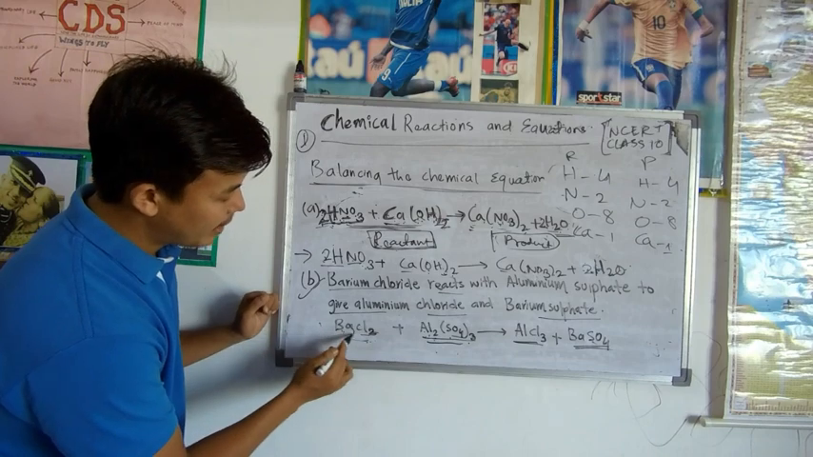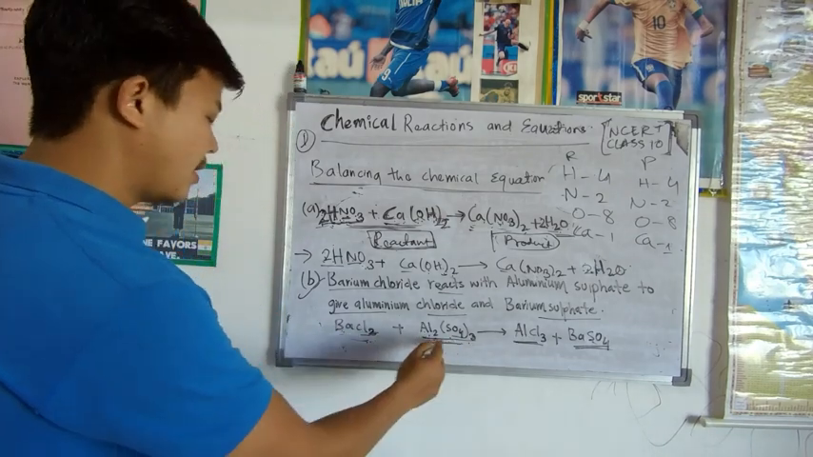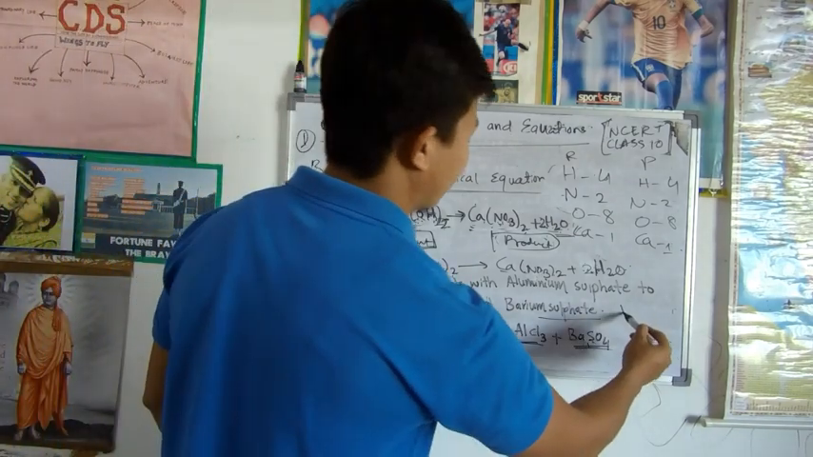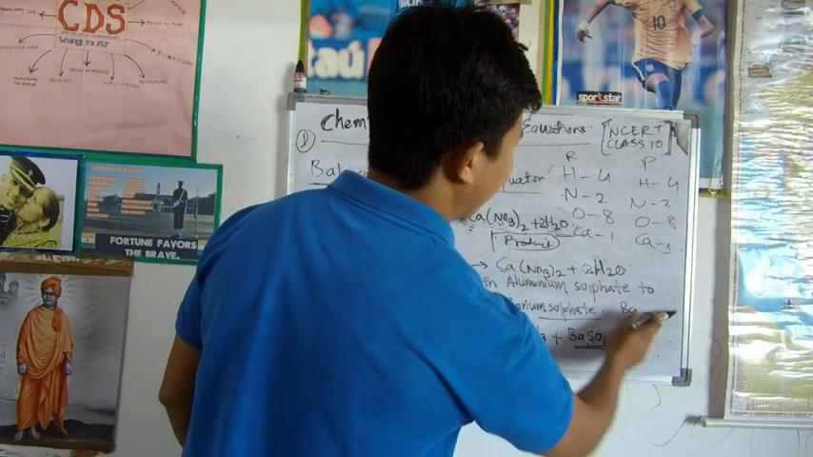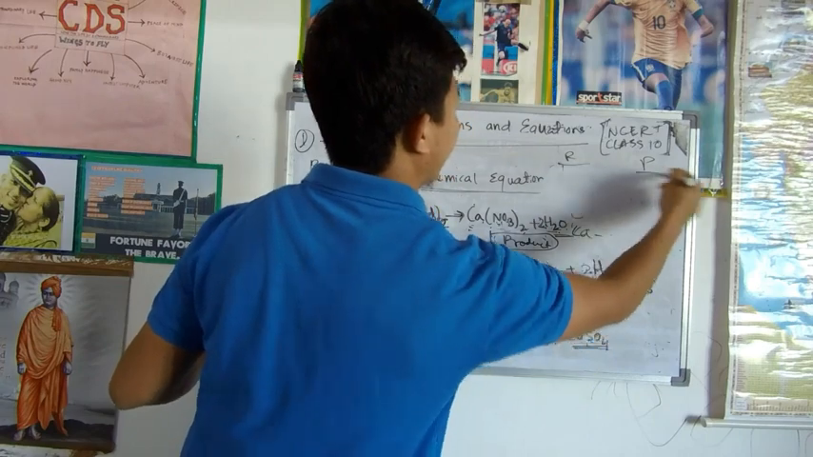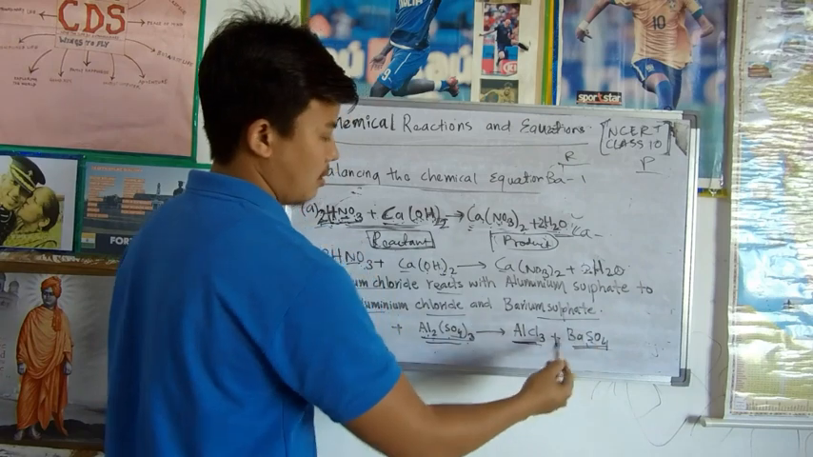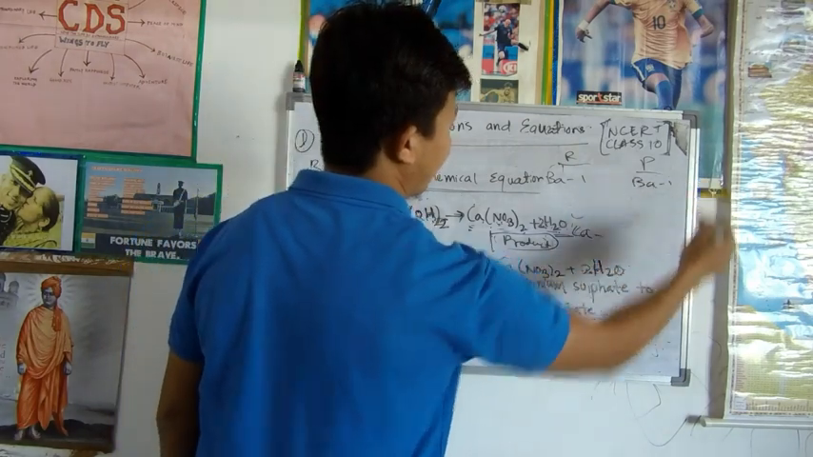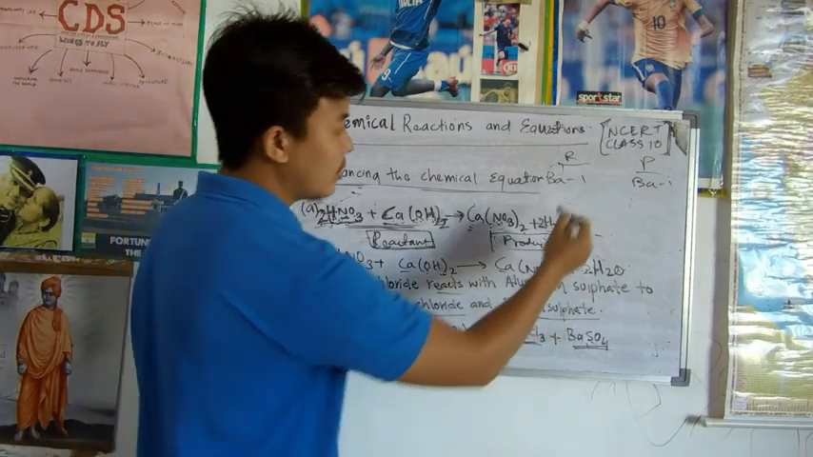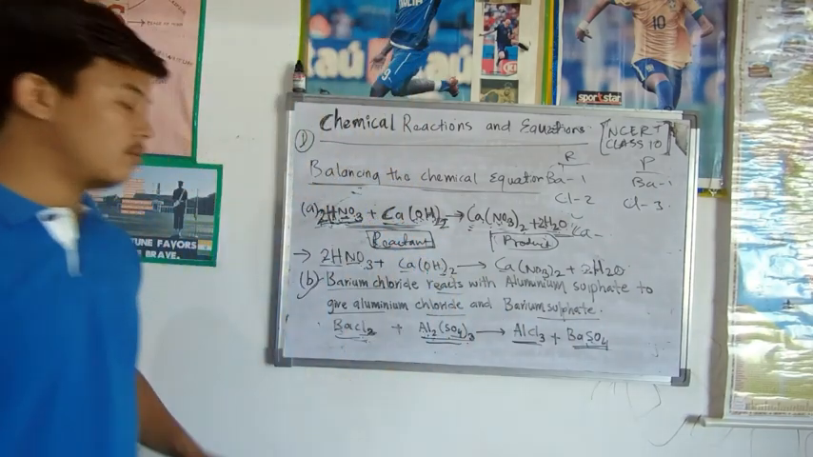So barium, we have 1 barium here. Let's check the barium on the reactant side: there is only 1 barium, and on the product side also only 1 barium. So this is the reactant side and this is the product side. Barium we have 1 on both sides. Chlorine we have 2 here and 3 on the other side. So is it balanced? No, this is not balanced.